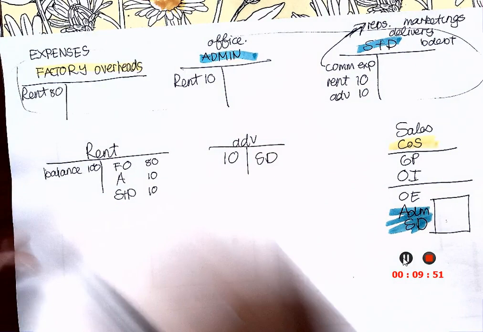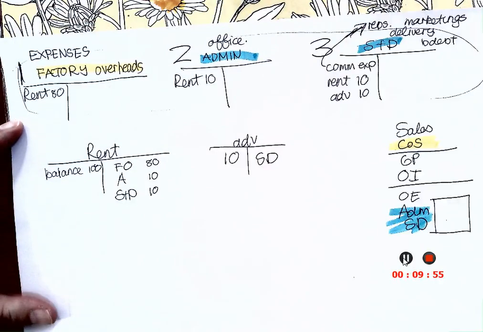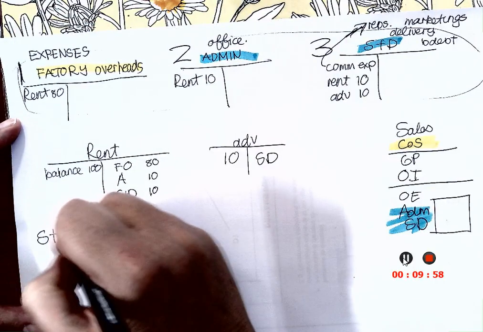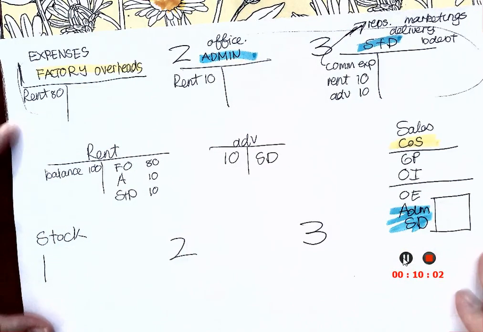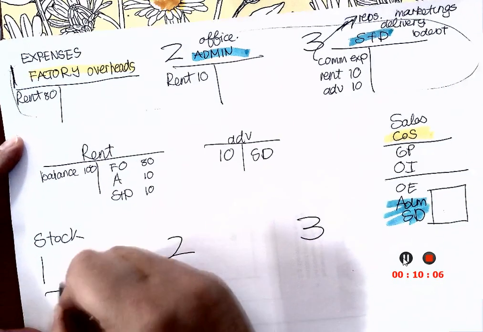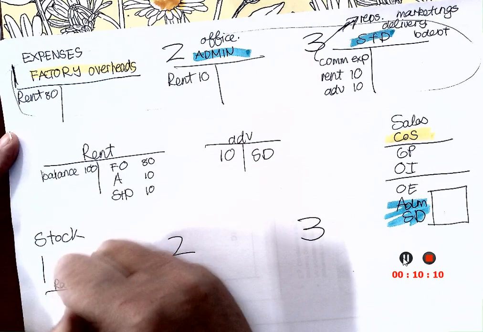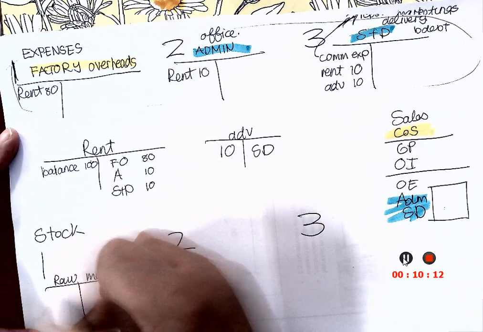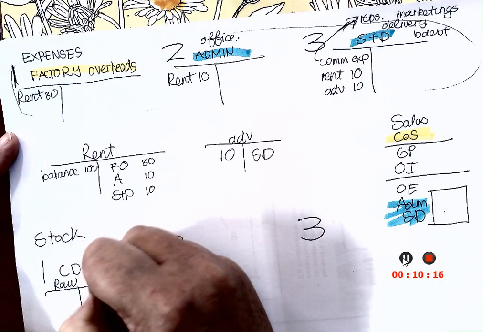So I said to you, we work in threes. So I've got three there. Now my stock also works in threes. So my stock accounts, the first one is going to be my raw material. So my raw material stock, I'm going to call it direct material.